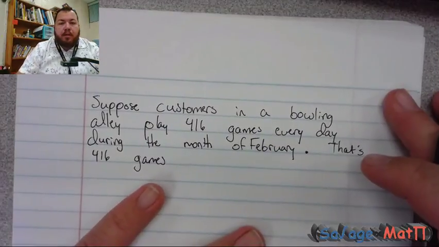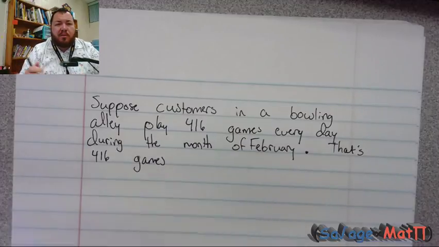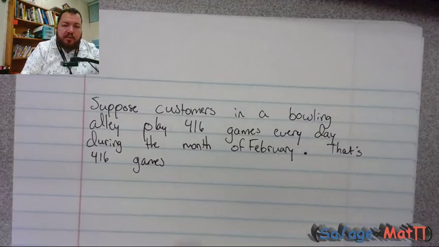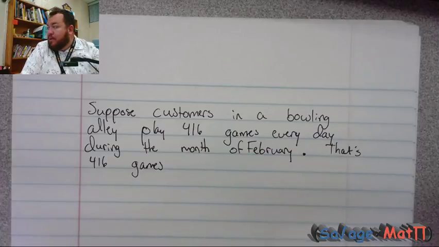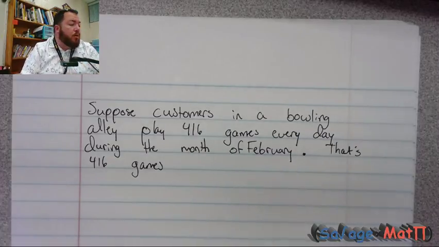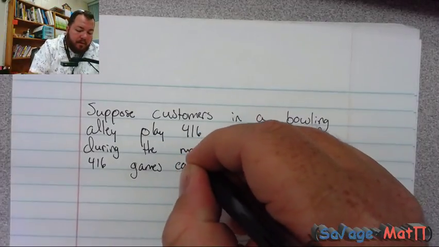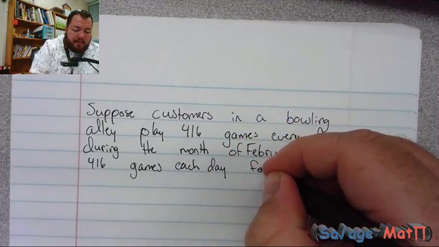So what we're going to do is start with this question here, and we're just going to solve it two ways. We're going to do a partial product way, and we're going to do an array model way. And so our question is, suppose customers in a bowling alley play 416 games every day during the month of February. That's 416 games each day for 28 days.